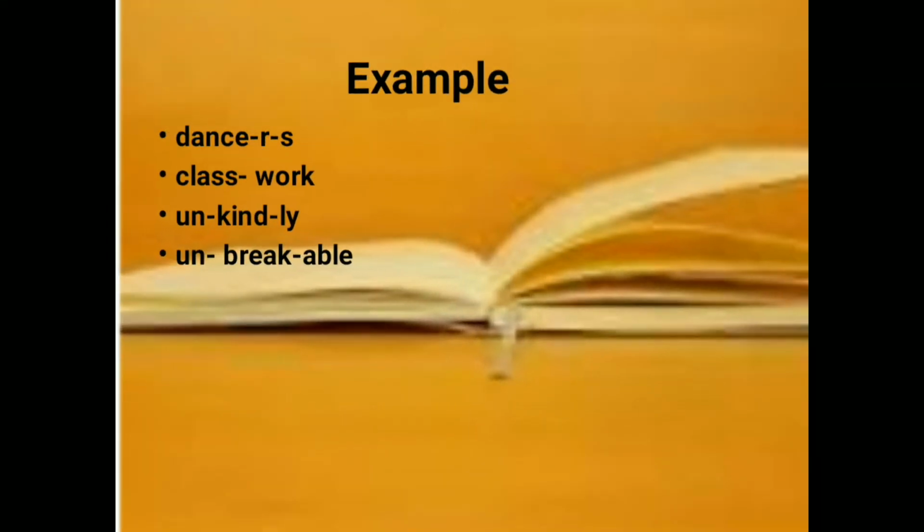For example, dancer, classwork, kindly, and unbreakable. As we divide the word apart, morphemes exist. We may notice that every morpheme has its own meaning when divided apart, like the word unbreakable that has three morphemes. It literally changes the meaning, like un, which is independently meaningful and means not.